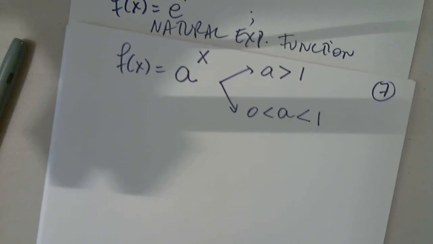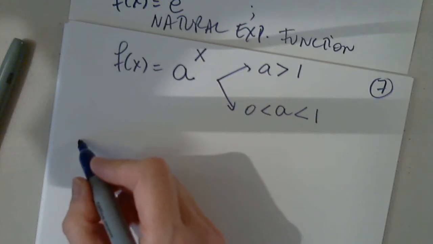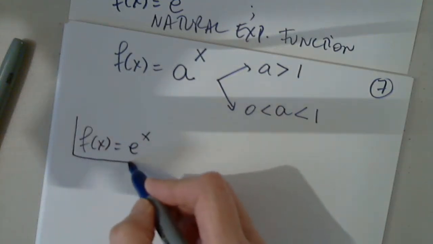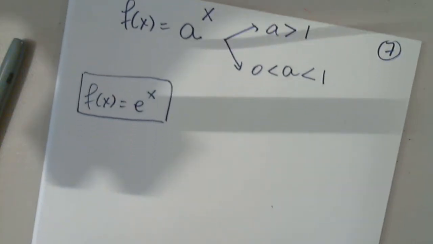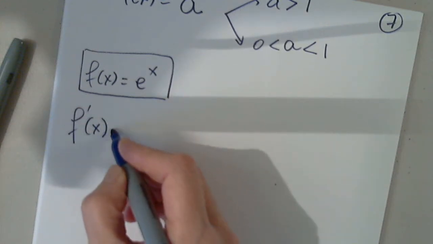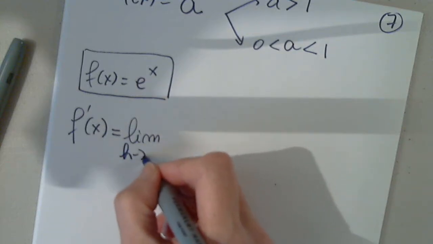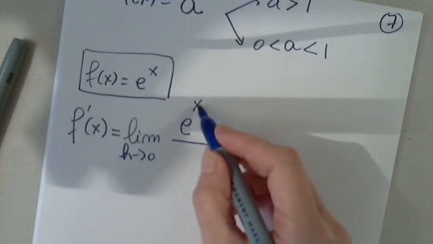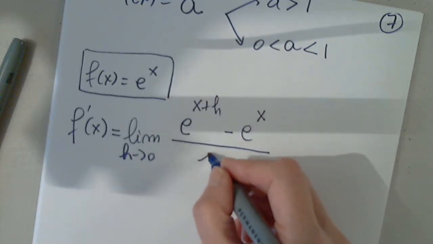I don't want to give the result. I want us to work on it. So the function that we want to determine the derivative for is this. So we're going to use the definition, which is the limit as h approaches 0 of the difference quotient: e raised to x plus h minus e raised to x, divided by h.